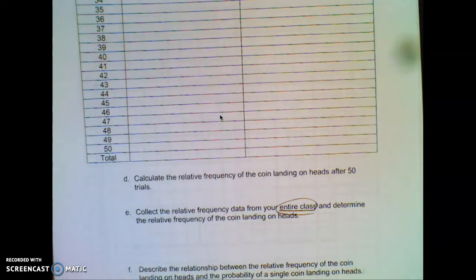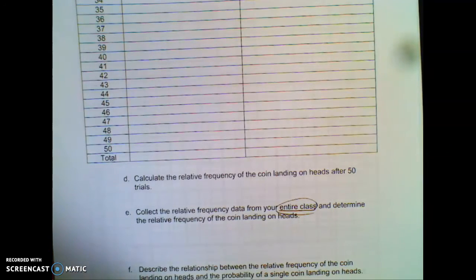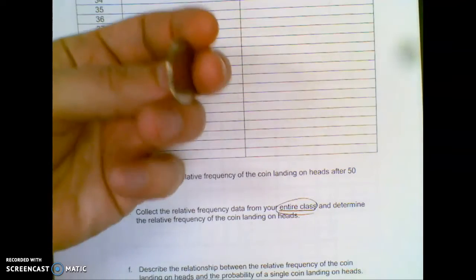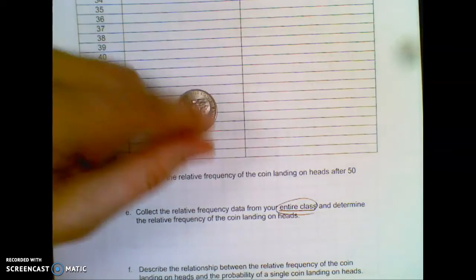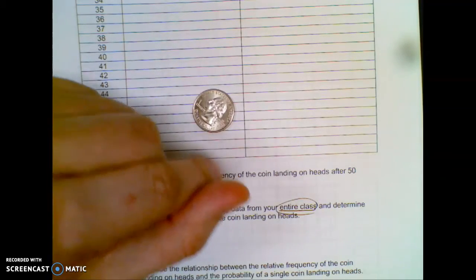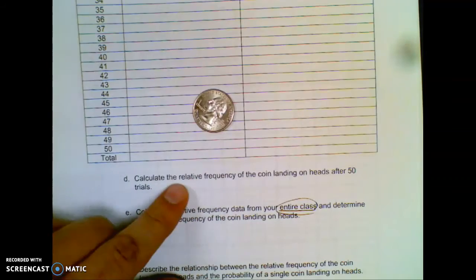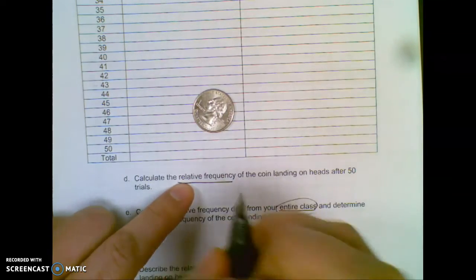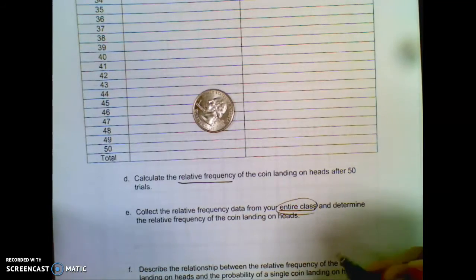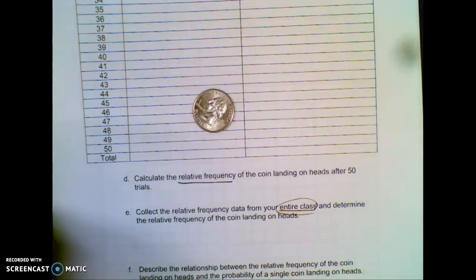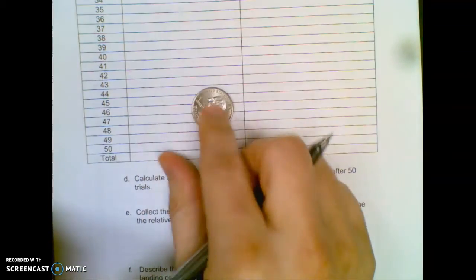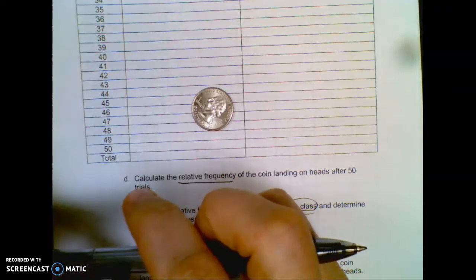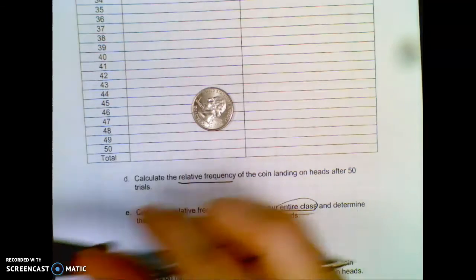450 flips is not a crazy amount, but this is called the law of large numbers. And it's a neat thing in probability. It says, let's say the probability of flipping a head is 50%. If I do an experiment enough times, the relative frequency, what does happen, gets closer and closer to what should happen. That's called theoretical probability. So if you did this coin flipping experiment a million times, I bet you'd be really close to 50%.